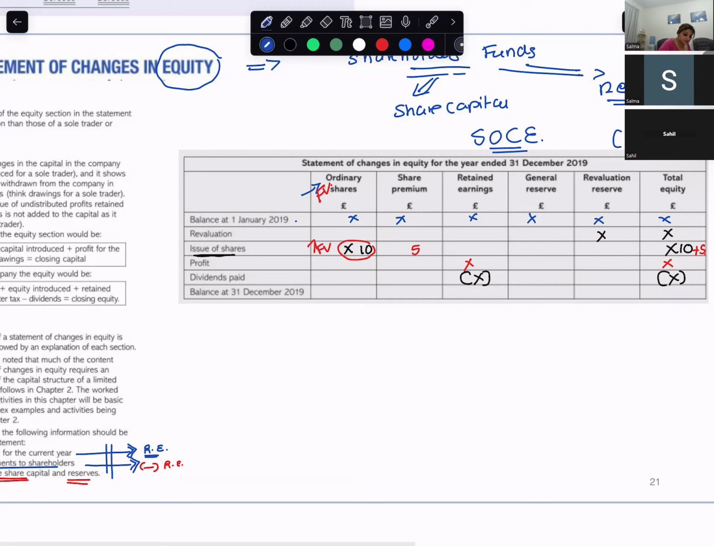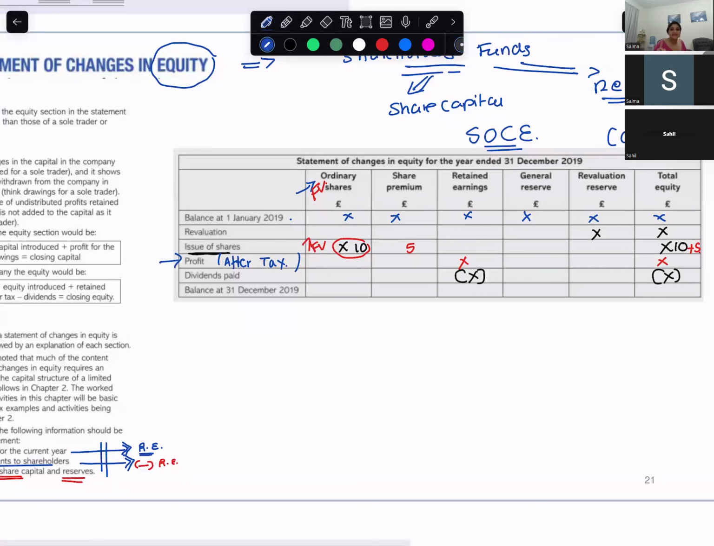The thing that you have to remember over here is that this is the profit that is after tax. So if you are given profit before tax, you would first deduct the tax and then arrive at the profit after tax, and that is the profit that you are going to add to your retained earnings.